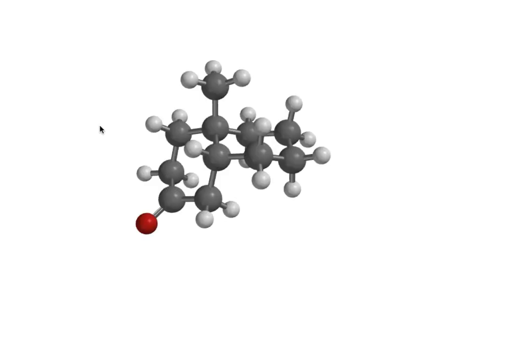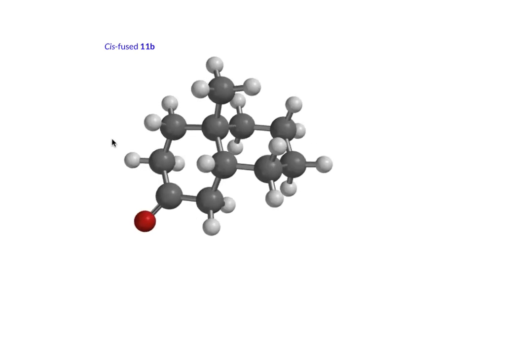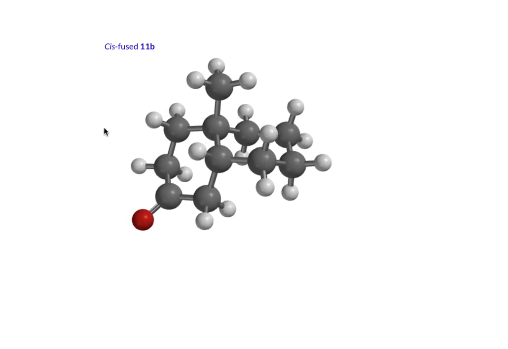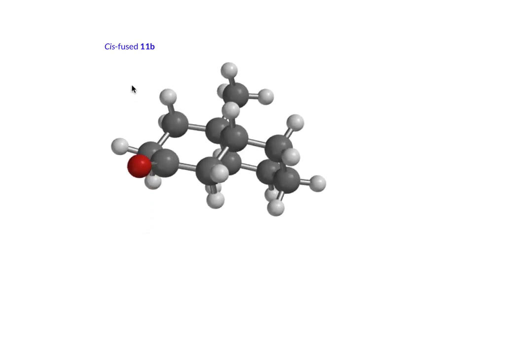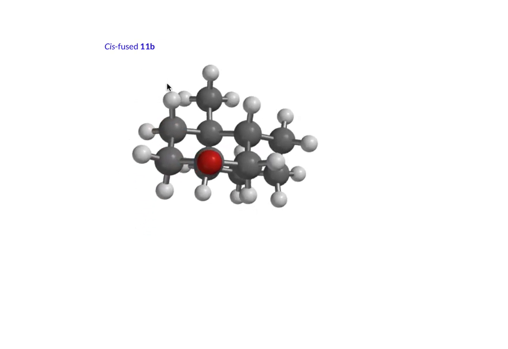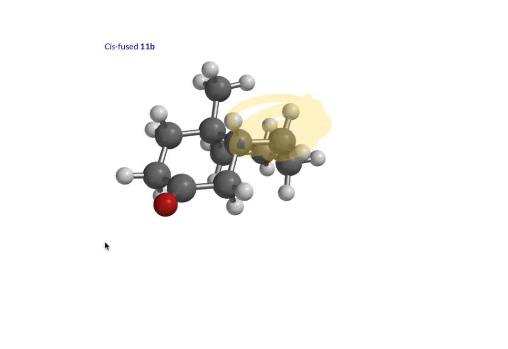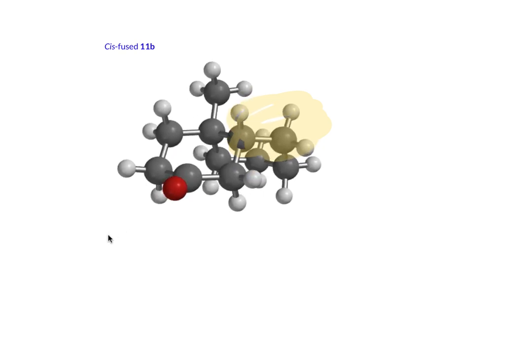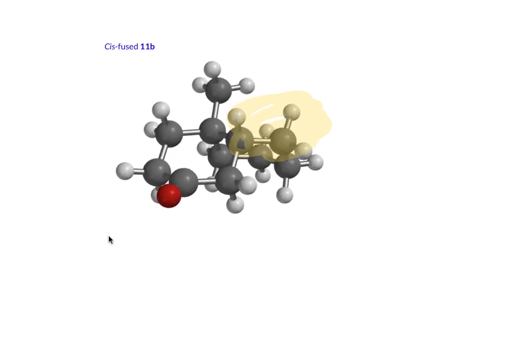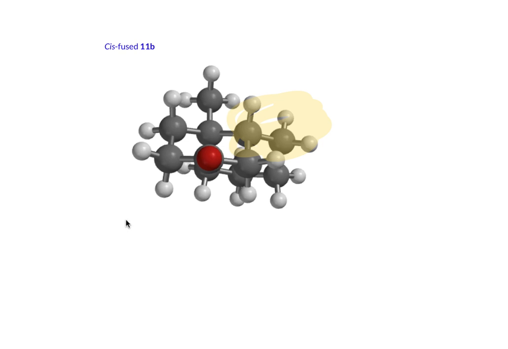Now we'll look at the other diastereomer, the cis-fused 11B. We can look down the carbonyl axis, and we'll see that there is more structure in the back upper right octant, which corresponds to a negative Cotton effect.